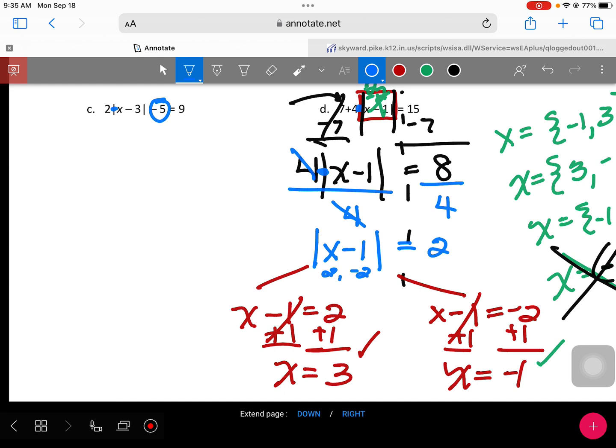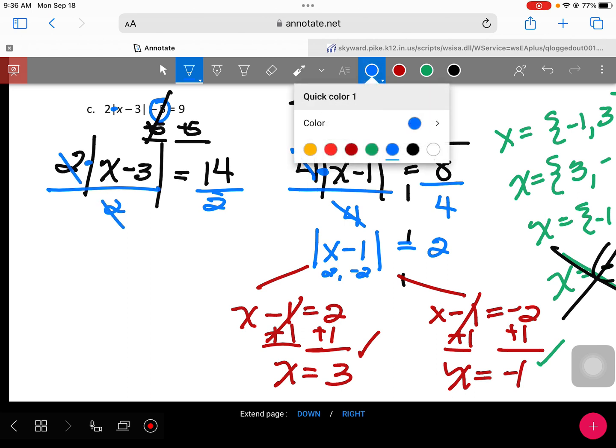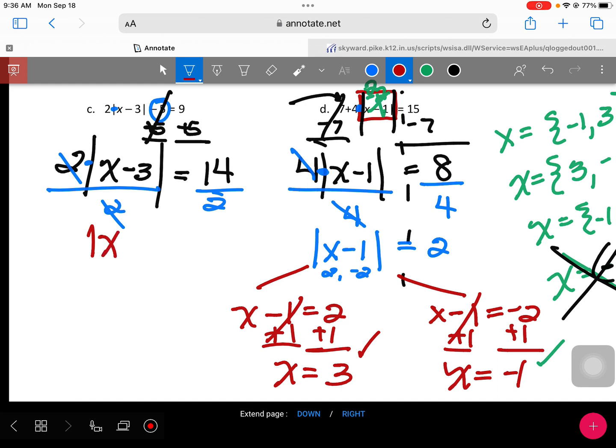Now I can separate. x minus 3 is 7. x minus 3 is negative 7. Add 3, add 3. x equals 10. Add 3, add 3. x equals negative 4. You can check it. I'm going to put my answer: x equals negative 4 in braces and 10.